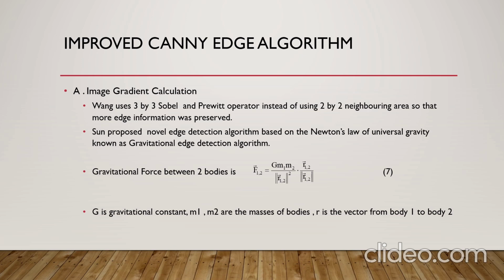Later, Professor Livingston proposed a novel edge detection algorithm based on the Newton's law of universal gravity known as gravitational edge detection algorithm. It is based on the gravitational force between two bodies, given by the formula G into m1 m2 by r12 magnitude whole square into r12 unit vector, where G is the gravitational constant, m1 m2 are the masses of the bodies, and r12 is the vector from body 1 to body 2.